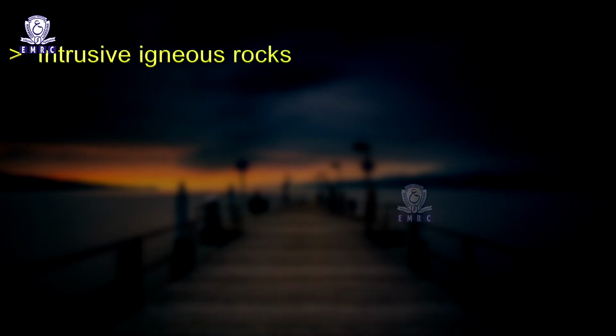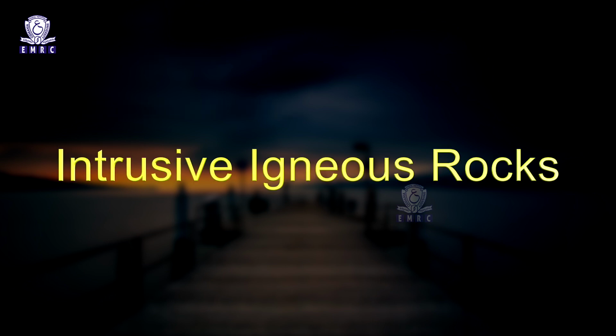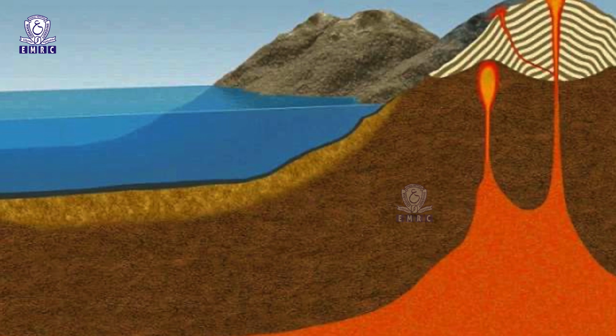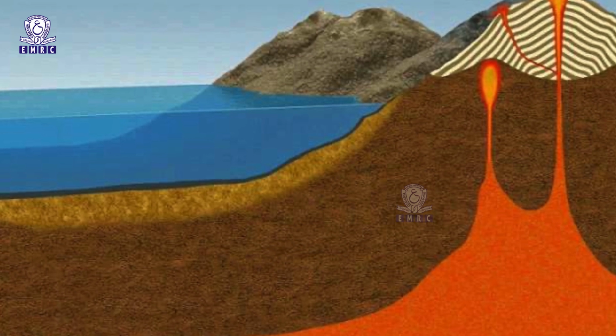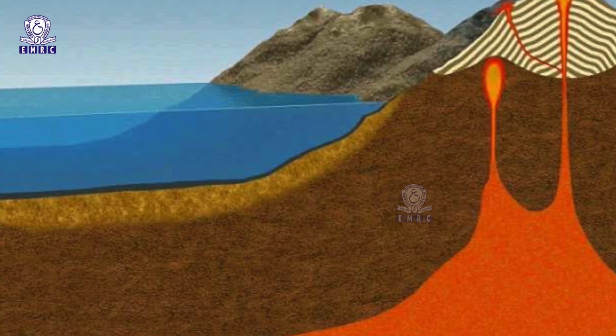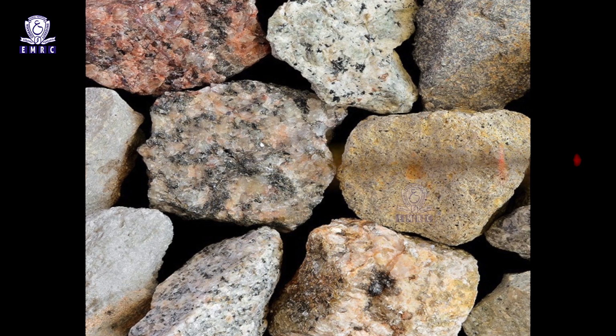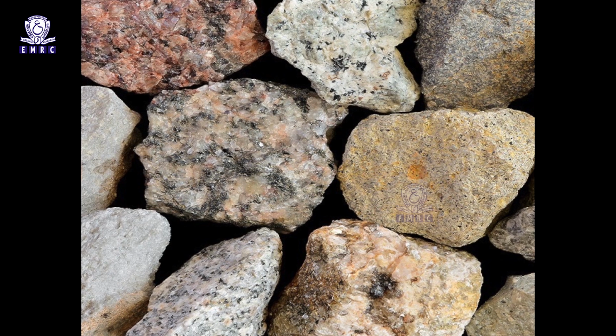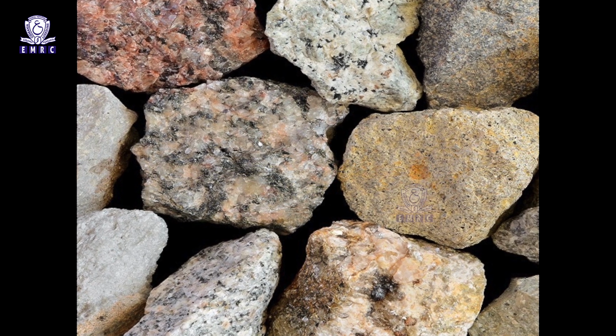On the basis of mode of occurrence, igneous rocks are classified into intrusive igneous rocks and extrusive igneous rocks. Intrusive igneous rocks are those which are formed during the volcanic activity when the magma is cooled and solidified below the surface of the earth. The resultant igneous rocks are called intrusive igneous rocks.